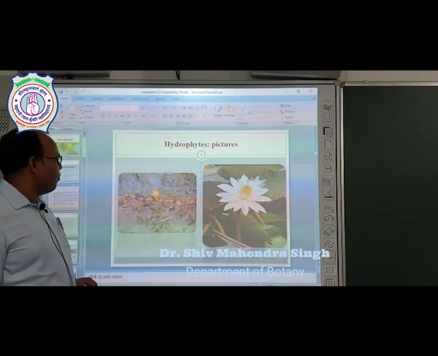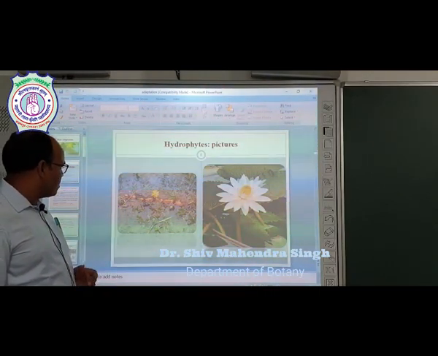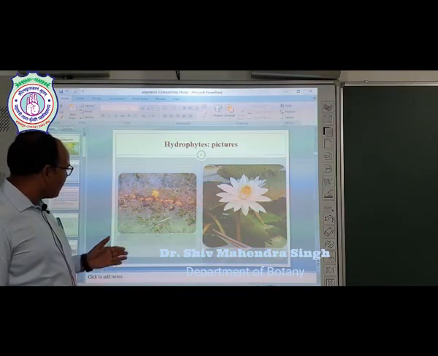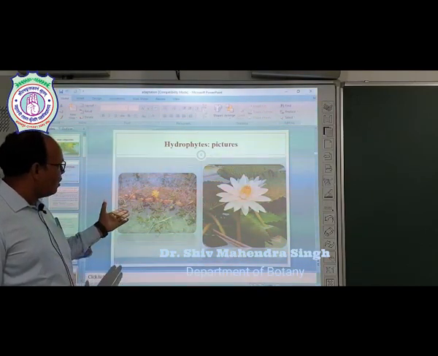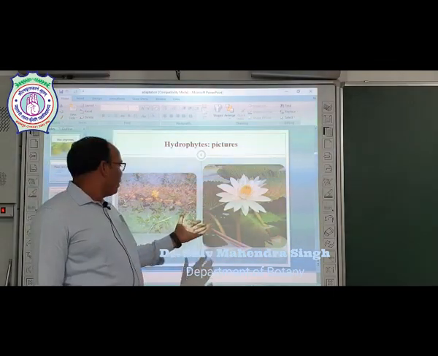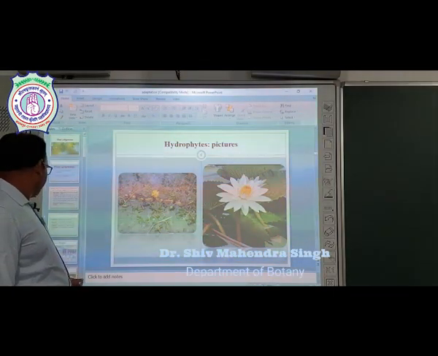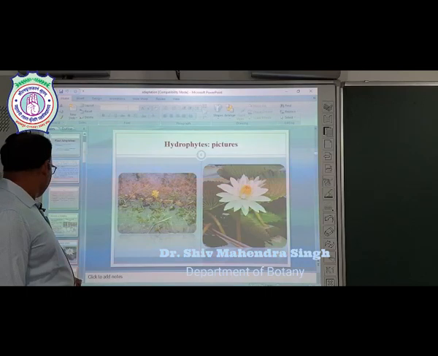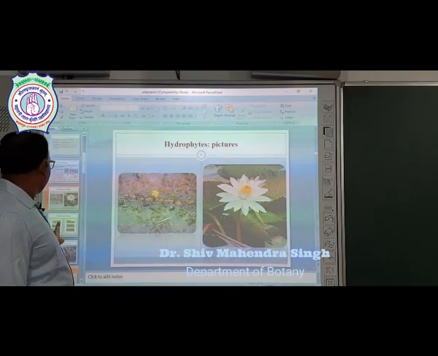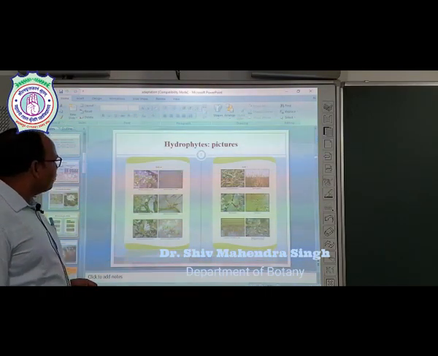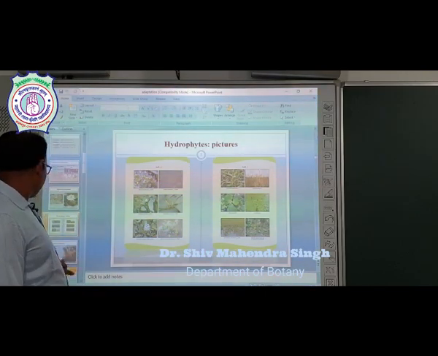These are some pictures of hydrophyte plants. This plant's name is Neptunia oleracea. This is Nymphaea. The next slides also show hydrophyte pictures.